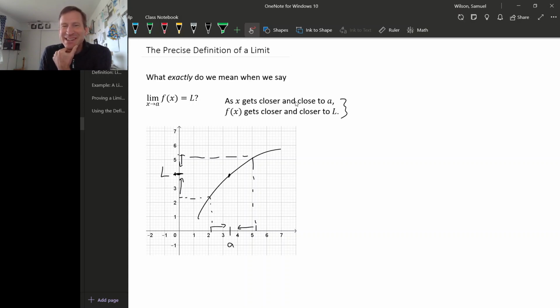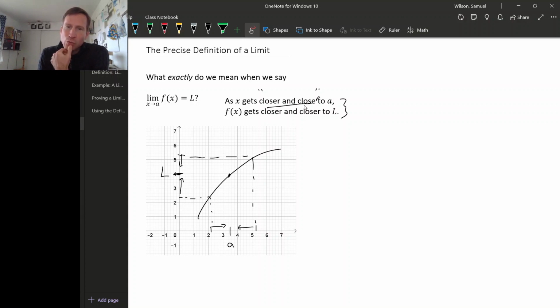But this phrase, closer and closer, it's hard to know exactly how to make that precise. It's a very clear intuitive idea, but it's not exactly mathematically precise. And it's very hard to know how to proceed.